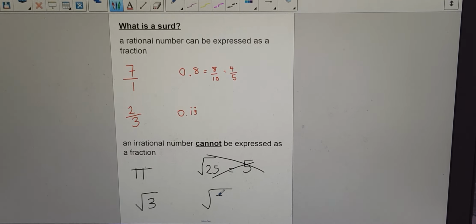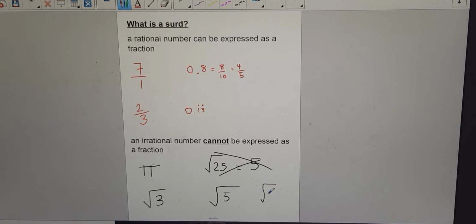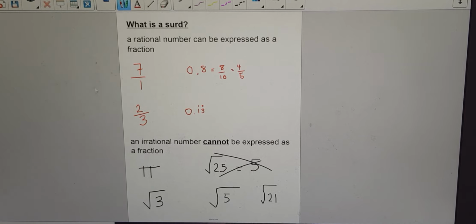Let's think of another one: the square root of 5 or the square root of 21. There's something we can do where we can simplify surds. I'll probably come to that another time.